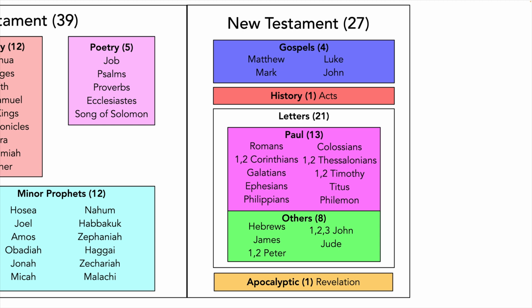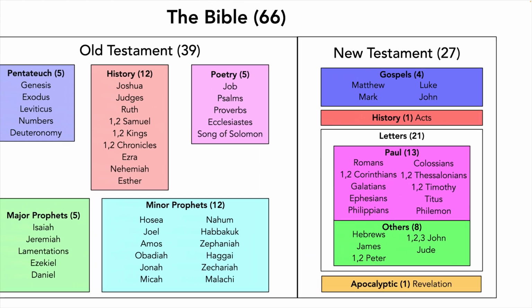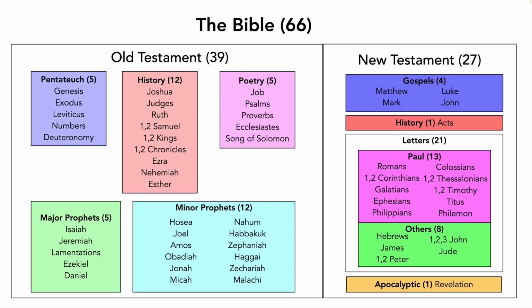So when we put it all together, the Bible gives us 66 books, 39 in the Old Testament and 27 in the New, and they are grouped in particular ways that help us understand their content. The Old Testament has the Pentateuch, history, poetry, major prophets, and minor prophets. The New Testament has Gospels, history, letters of Paul, and then other letters, and then apocalyptic in the book of Revelation.